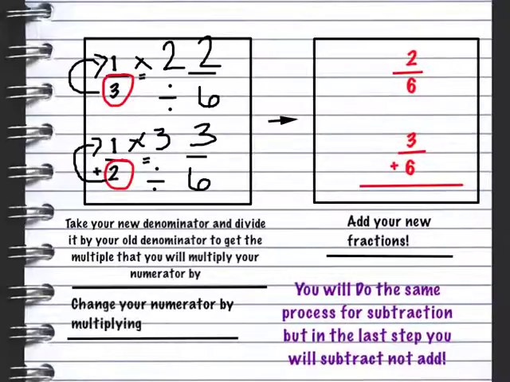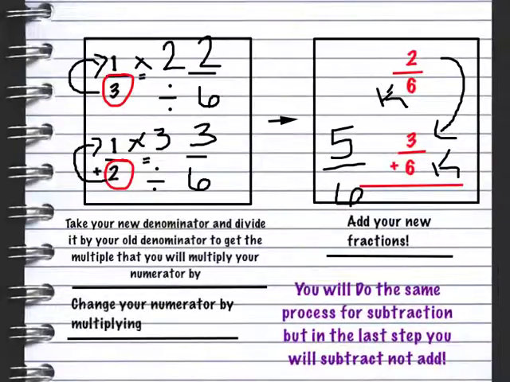So 2/6 plus 3/6 gives me, I add my numerators, right? And I keep my denominator the same. K, keep, K, keep. 2 plus 3 is 5. Keep my denominator, and it's 6. You're adding your fractions. My answer is 5/6.